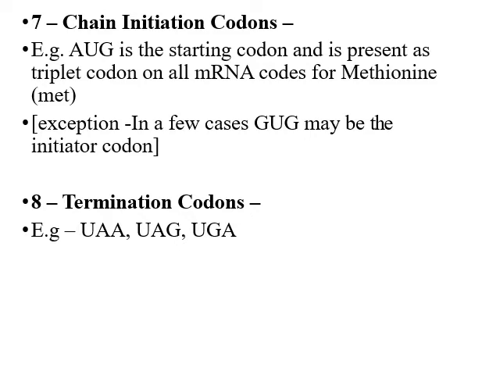The last property of genetic code is termination codon. The triplet code which is at the end of messenger RNA and does not specify any amino acid and serves for termination of polypeptide synthesis is known as termination, stop or nonsense codon. The examples of termination codon are UAA, UAG and UGA.